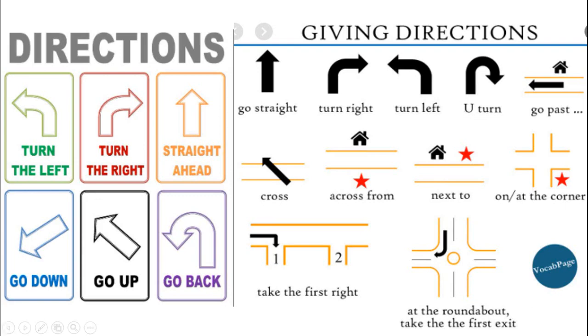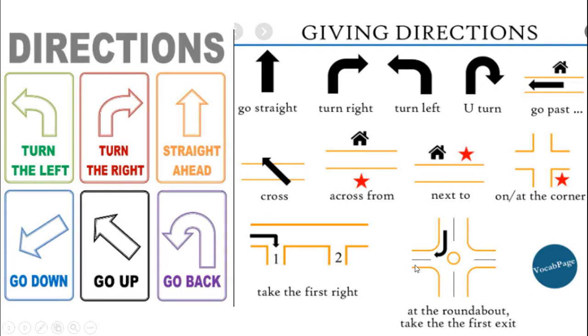Go past means keep going straight, or as we say, stay on and cross this street. Across means opposite. If I want to cross the street, I have to go to the other side, meaning opposite. Across from, the same. And here we have next to, meaning beside. Then we have on or at the corner, meaning at the corner of the street.